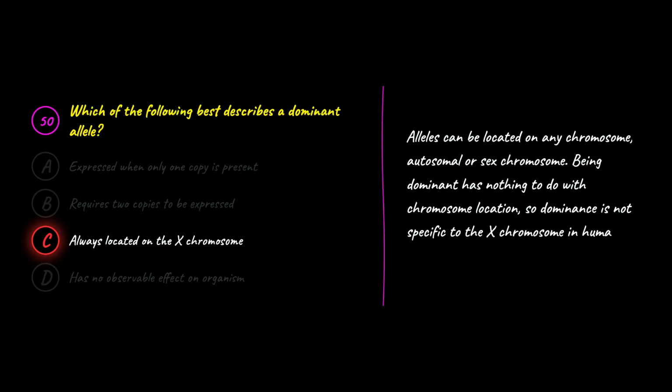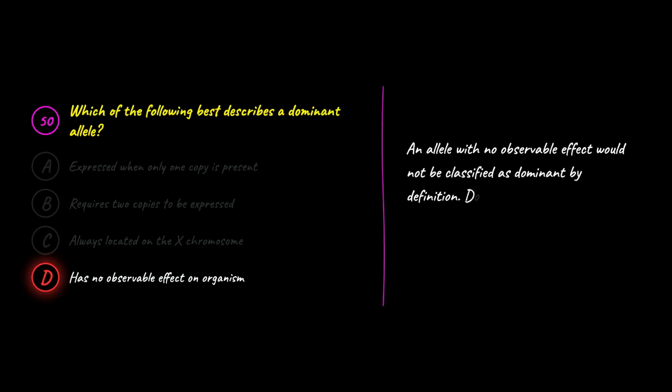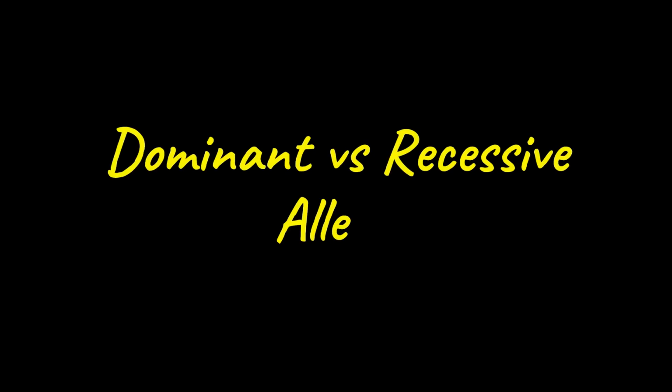D is wrong because an allele with no observable effect would not be classified as dominant by definition. Dominant alleles, by definition, produce a visible trait when present in either 1 or 2 copies in a given individual organism. Every gene locus holds 2 alleles, but they don't behave equally.